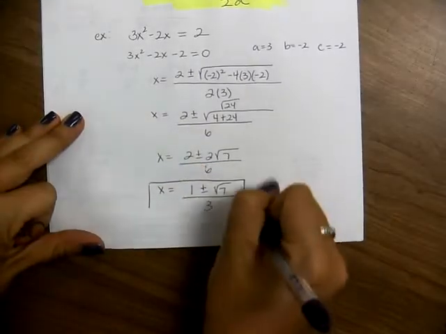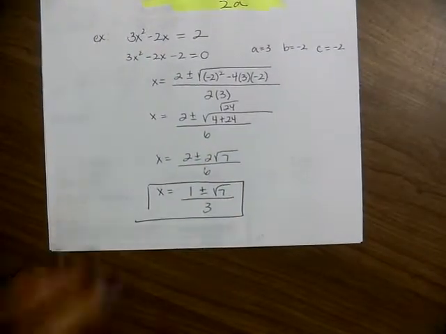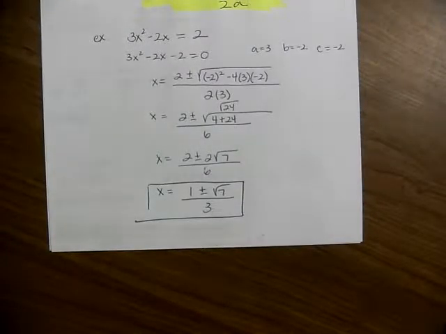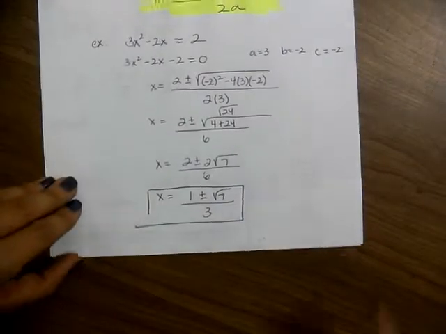Everyone comfortable with the quadratic formula, how to identify A, B, and C, how to plug it in and simplify? Okay, good. I will hopefully not have to do that for a while.